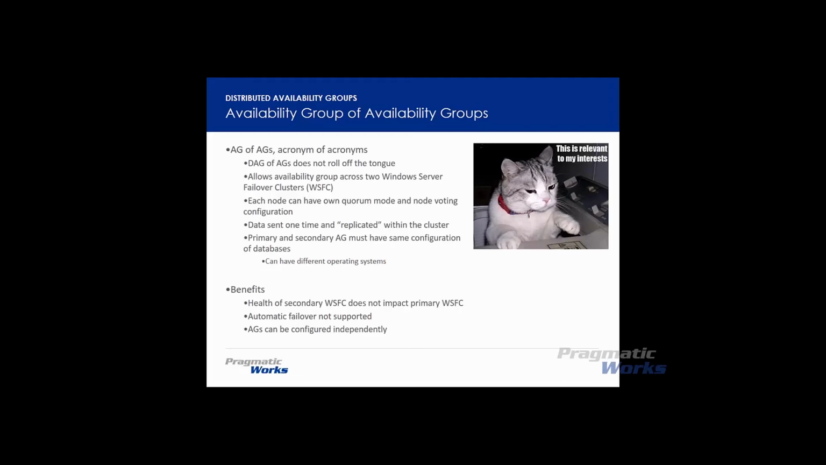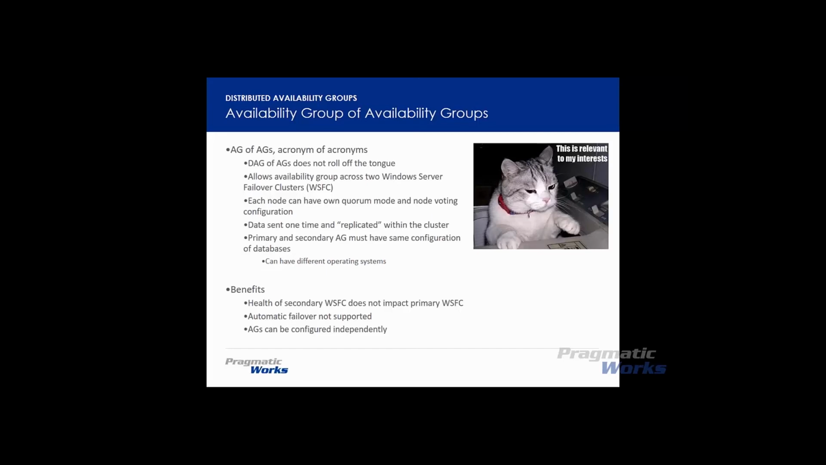Each node, and this is where the terminology can get a bit confusing, each node, which is really an availability group, can have its own quorum mode and node voting configuration. Those are cluster terms. If you're not familiar with those, ask a question and I hope to get to it. Clustering probably deserves its own session as well. But the clusters are independent of each other, so if you lose one or the other, it does not impact the health of the other cluster, which is nice.